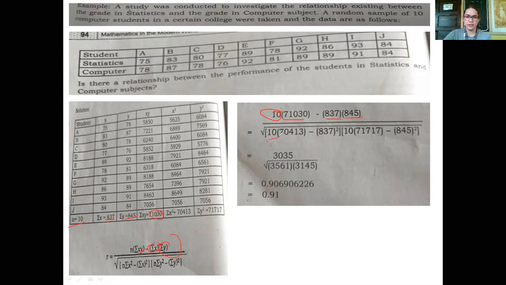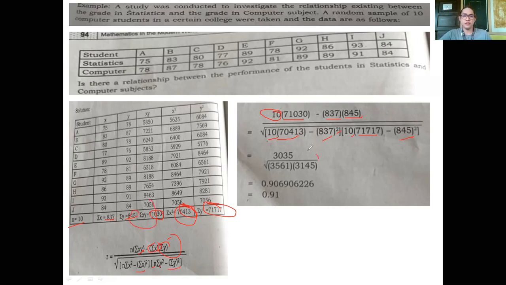So n is 10. This one, summation of x squared is this one, 70,413 minus 837 summation of x squared. So summation of x squared is 70,430. Okay? Sorry. What I mean, this one, summation of x is 837, then square, based on the formula. And then n is 10. And the summation of y squared is 71,717. And minus, of course, the last part is the summation of y, which is 845, then square it.